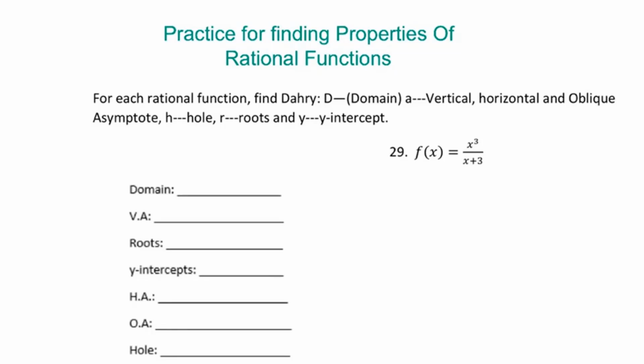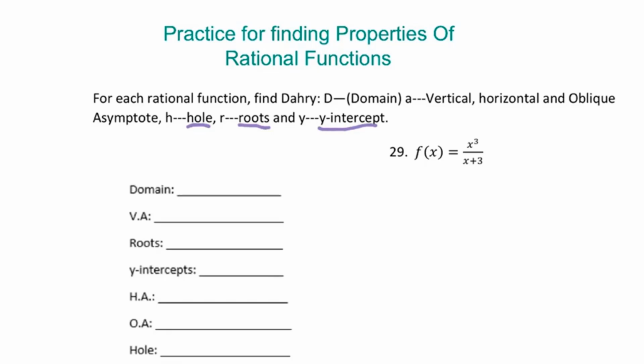Today's lesson is about practice for finding properties of rational functions. For each rational function, find DAHRY. D stands for domain, A stands for vertical, horizontal, and oblique asymptote. H stands for the hole, R stands for the roots, Y stands for y-intercept.